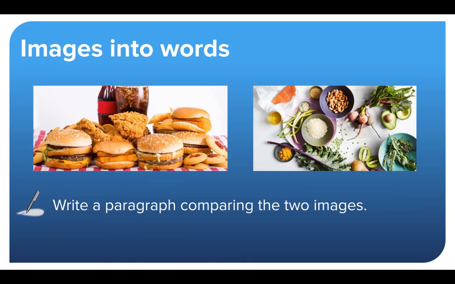So they might say, oh, this first image shows fast food. They might say it's healthy. They might say it's unhealthy. They might say it looks tasty or delicious. The students might say that this image here shows healthy food, that is nutritious and good for you and makes you feel good. So this activity is another good example of how to turn images into words.